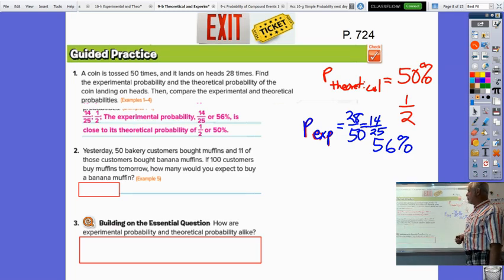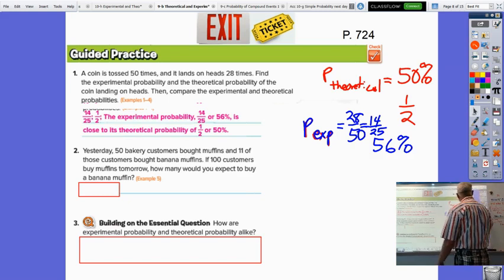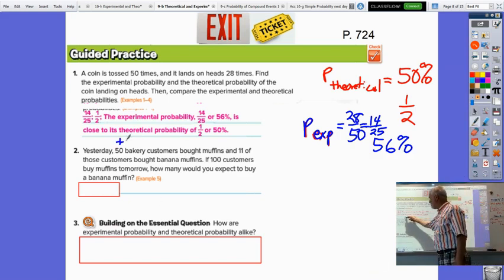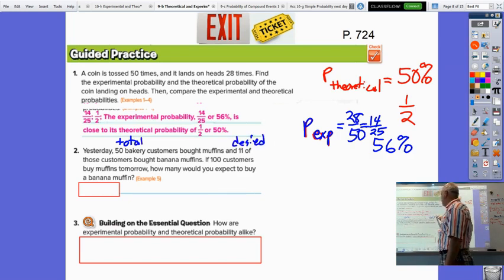All right, next one. Yesterday, this one's a better experimental probability problem. Yesterday, 50 bakery customers bought muffins, and 11 of them bought banana muffins, okay? So 50 total, looking for the total number of outcomes. And the desired is 11, okay? So if you had 100 customers tomorrow, how many banana muffins would you expect to sell?